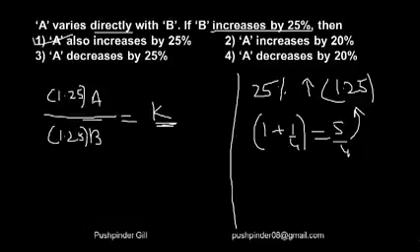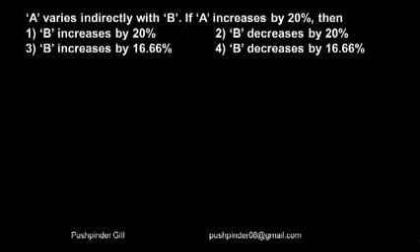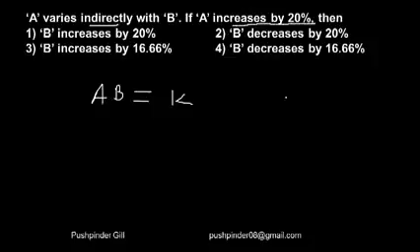But this is not always true in terms of proportionality, because let's see, you'll come to know that in the coming questions. A varies indirectly with B. A increases by 20%. Then what will happen to B? Now you know that A varies indirectly with B. That means A times B is a constant. Now A has increased by 20%.